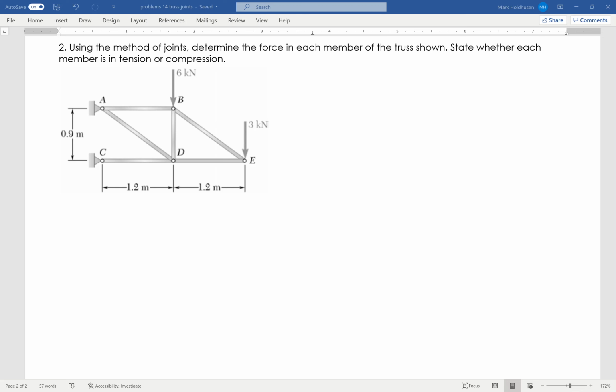Okay, on this problem, I've got a truss, and I want to again find the force in each member. So I'm going to use a joint analysis. This time, I'm going to specifically not find the reaction forces, although I have reaction forces at A and C. I recognize that at joint E, I only have two unknowns and the 3 kilonewtons acting on it. So I'm going to start there because I can calculate that without finding those reaction forces. So again, there are certain problems where you don't need to figure that out. So I'll start with that one.